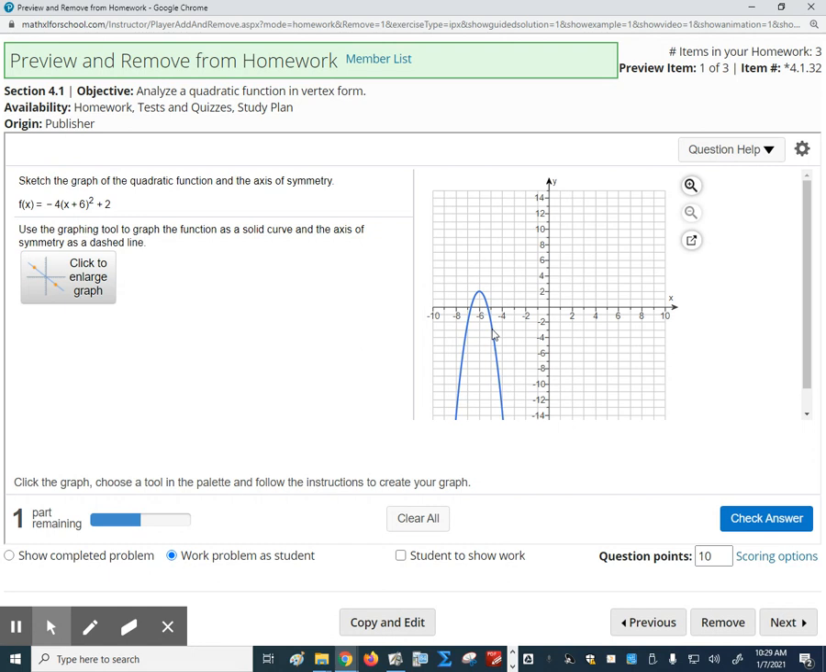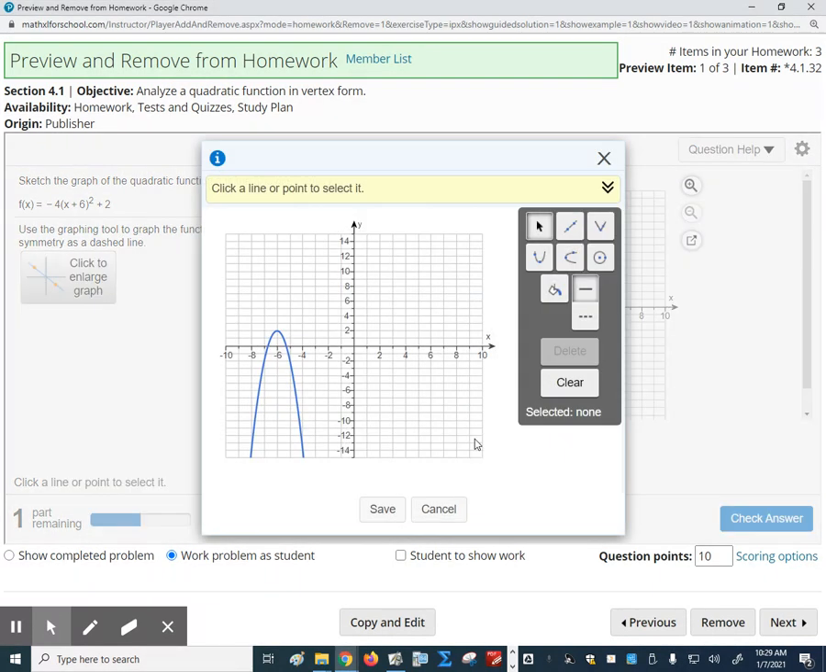I must have done something goofy there. Let me try that again. I don't know why that's wrong. That looks pretty good to me.